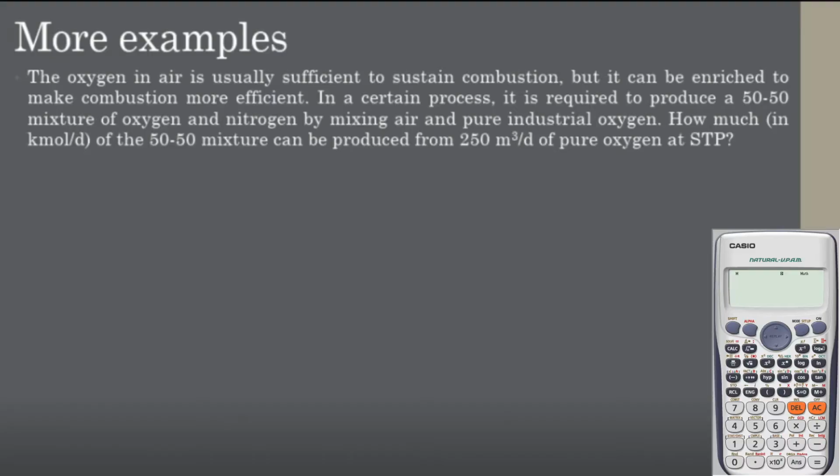Since we are dealing with gases in this problem, we are going to assume that the given 50-50 mixture pertains to 50 mole percent oxygen and 50 mole percent nitrogen. Let's perform our step-by-step process. First one is identify the process unit and the process streams. The process in this case, again, is mixing, because we want to produce an enriched version of air in which you will be mixing air and pure oxygen. Since the process is mixing, we know that the process unit is a mixer. And we also know the process streams. The 50-50 mixture is a process stream, air is a process stream, and pure oxygen is another process stream.